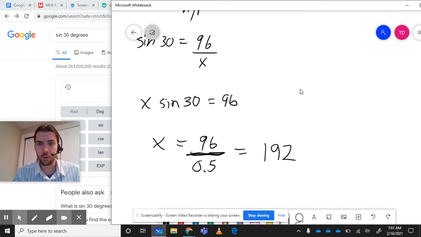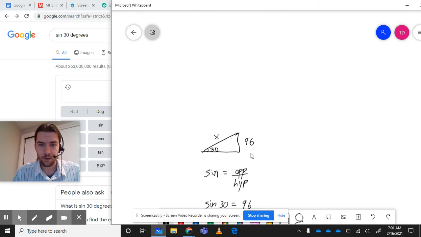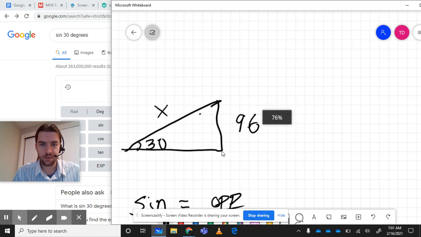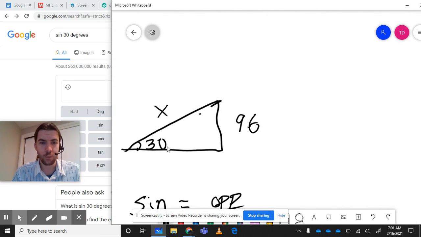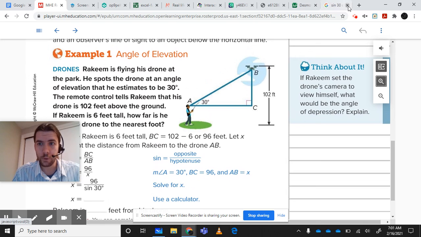Going back to our first point, in trigonometry, all we ever need is one side and one angle, and we should always be able to figure out all the other information on the triangle. All right, excellent. We will take a look at example number 2 in the next video.